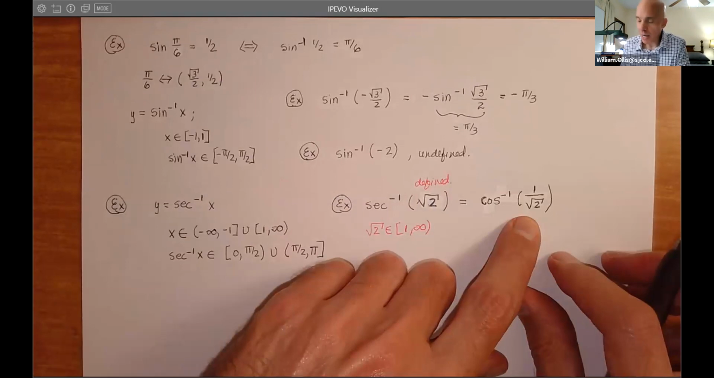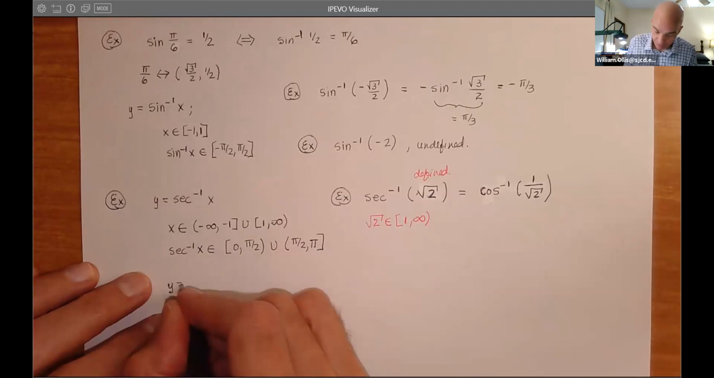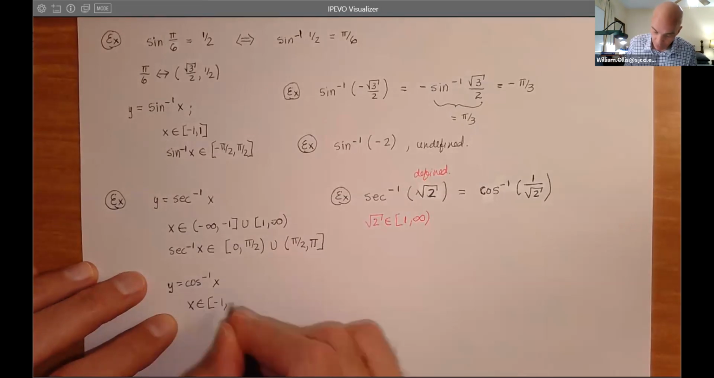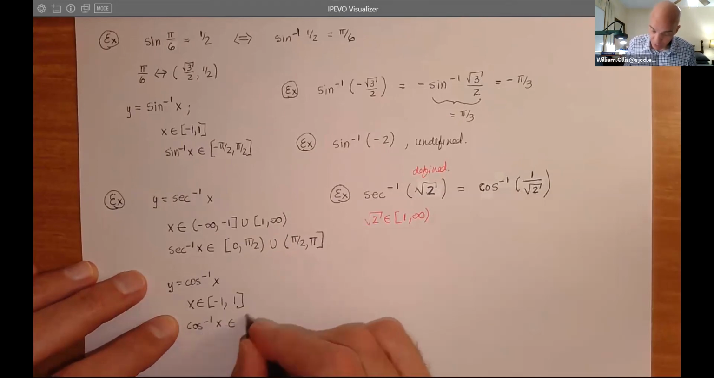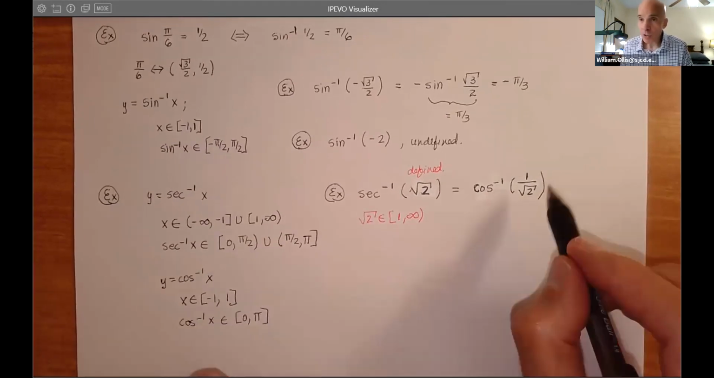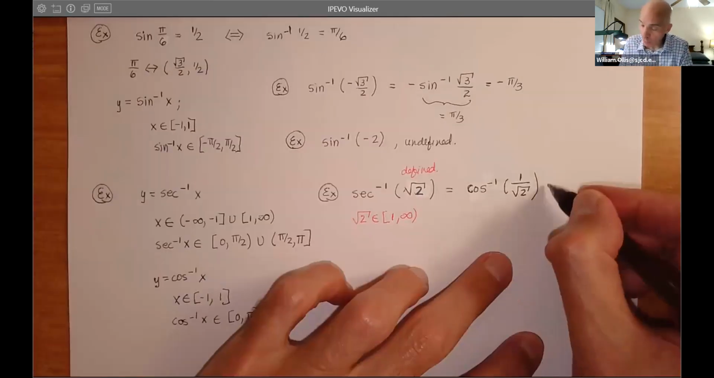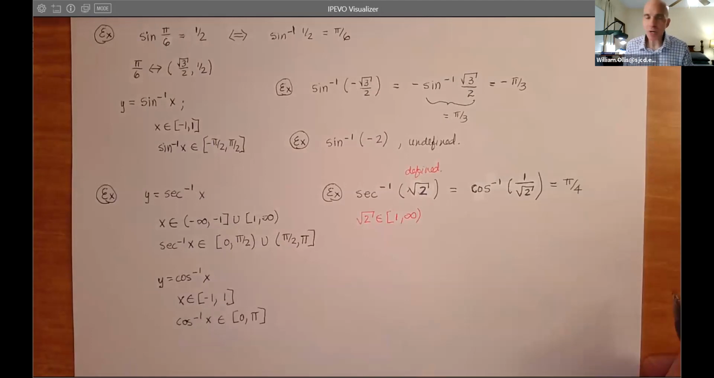We have the inverse cosine of 1 over √2. So let's remind ourselves what the inverse cosine looks like. So x lives between -1 and 1, which this clearly does, and the inverse cosine of x lives between 0 and pi. So now we think of our unit circle and we move up pi over 4 radians, and that gives us an x value of 1 over √2. So this is pi over 4. So again, it's backwards. We're just reading the unit circle backwards.